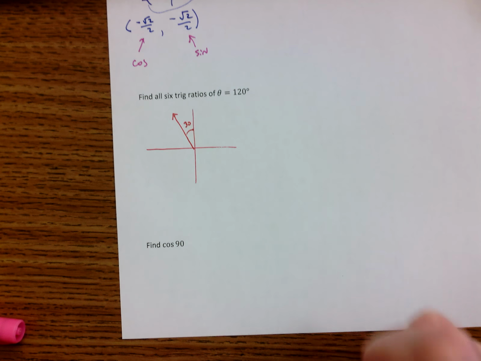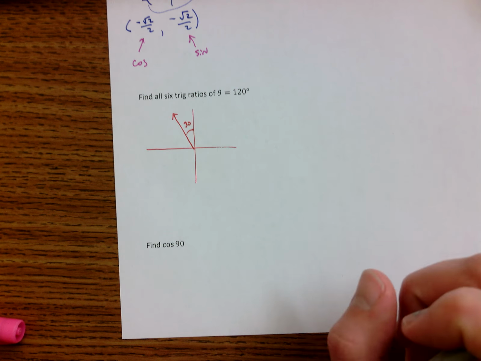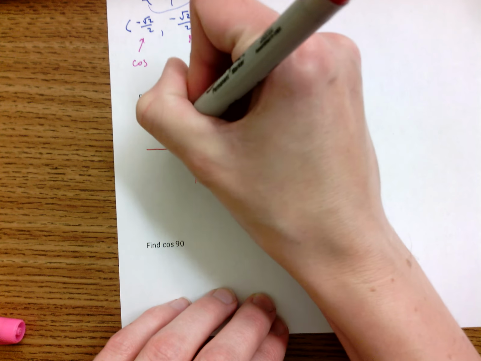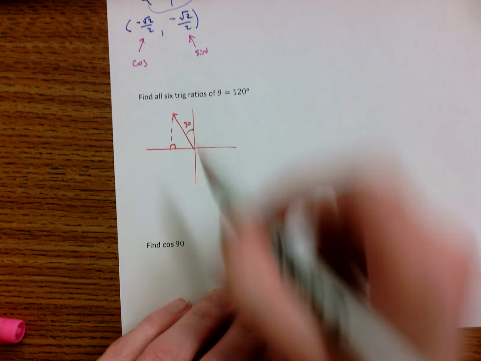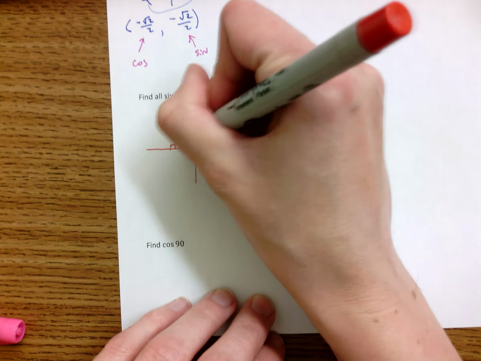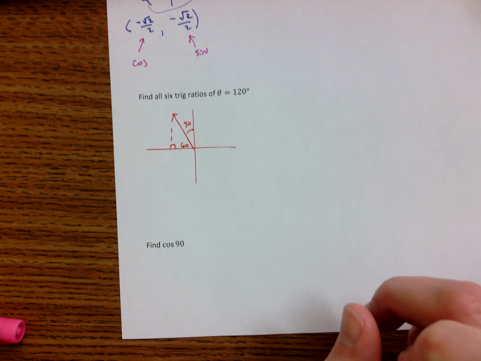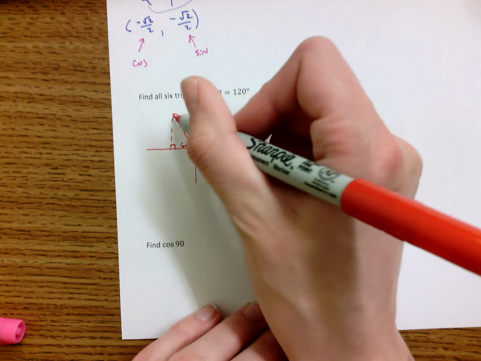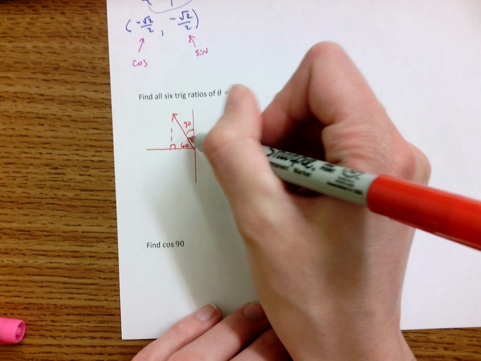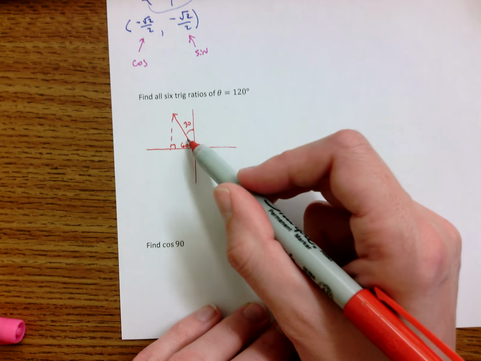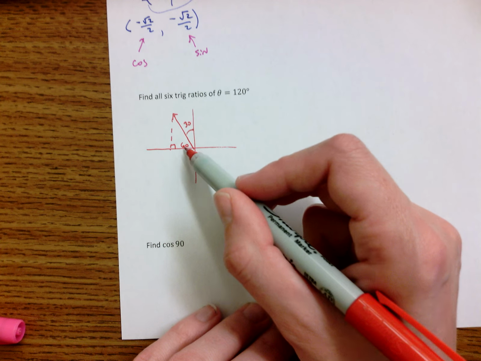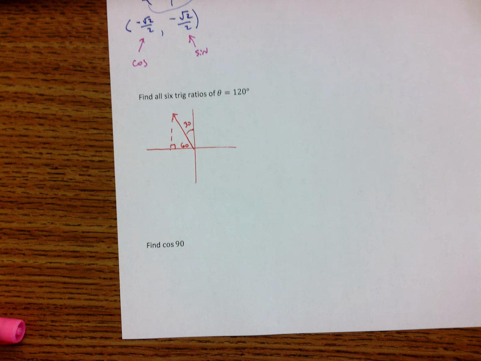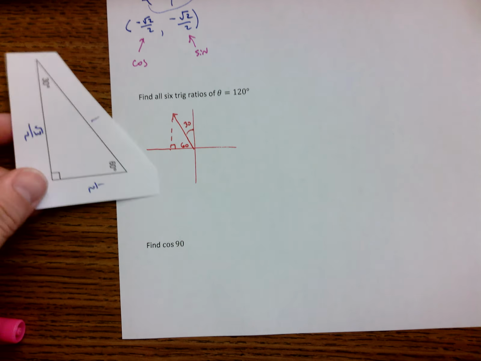Okay, that's great, but remember that's not my reference triangle. My actual reference triangle, we always go to the x-axis. So if this is 30 degrees, that makes this 60 degrees. Another way you could have thought about it is, if this is 180 degrees, but I only went to 120, how much farther would I have to go? How much farther to go from 120 to 180? 60 degrees. Great.